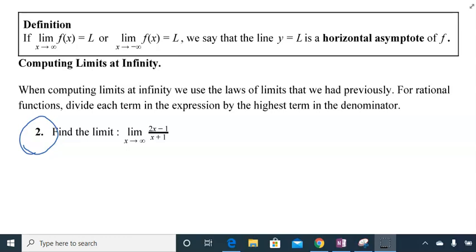So when computing limits at infinity, we continue to use the laws of limits that we previously met. For rational functions, what we do is that we divide each term of the expression by the highest term in the denominator. The denominator is the highest degree or highest term of the.